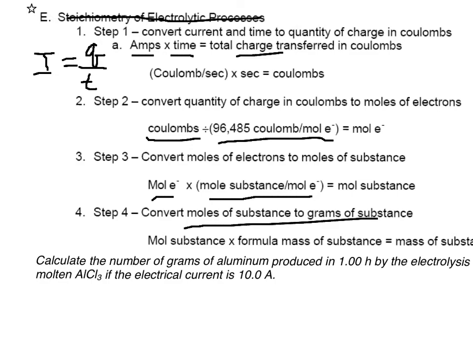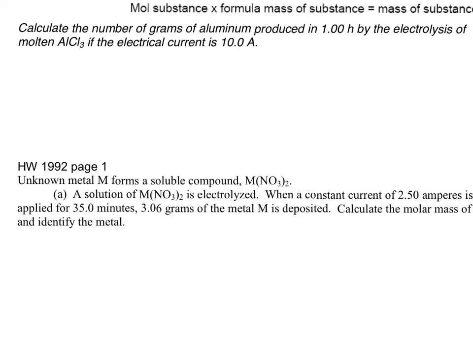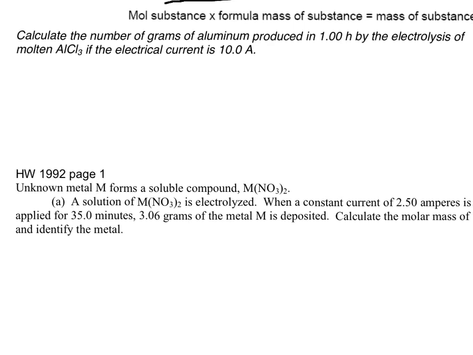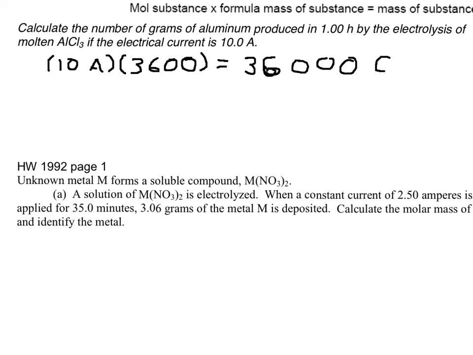So let's take a look at an example problem. We are wanting to calculate the grams of aluminum produced in an hour by the electrolysis of a molten aluminum chloride if the electrical current is 10 amps. So I'm going to take my 10 amps and I'm going to multiply it by the time, but my time is measured in hours and I need it to be in seconds, so I'm going to change that to seconds. So when I do this, I get about 36,000 coulombs.